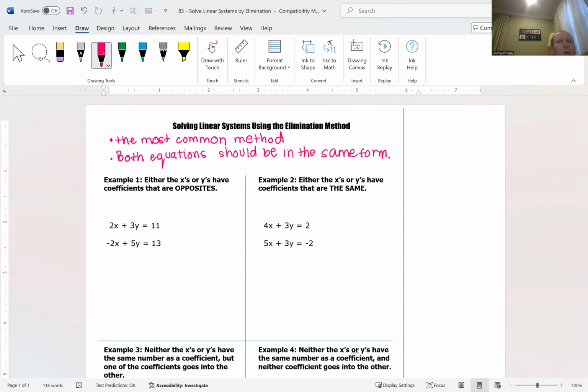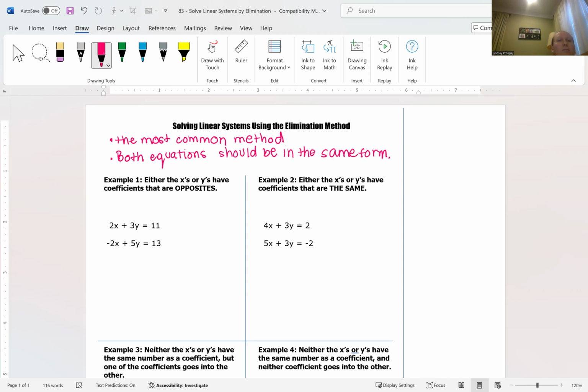Okay, so what is going on here? We're going to have four examples, and they're going to start off easier and then get a little bit harder as we go. Example one: either the x's or the y's have coefficients that are opposites. Keep in mind the title of this is the elimination method, meaning something's got to go. So we need to do something to our system that's going to eliminate something.